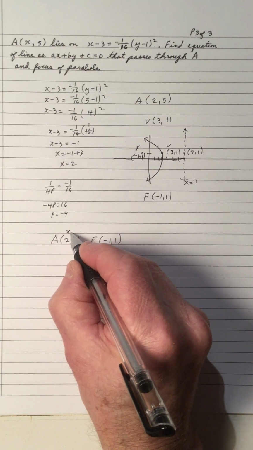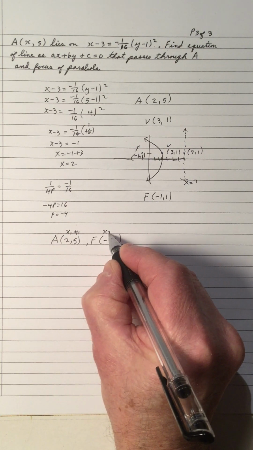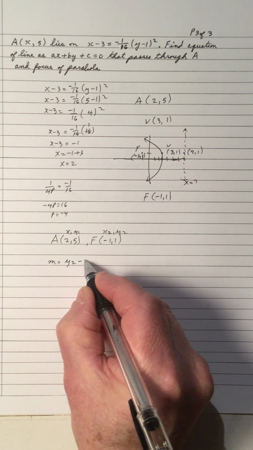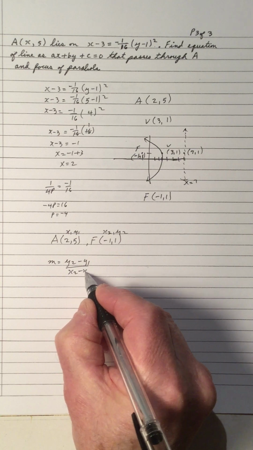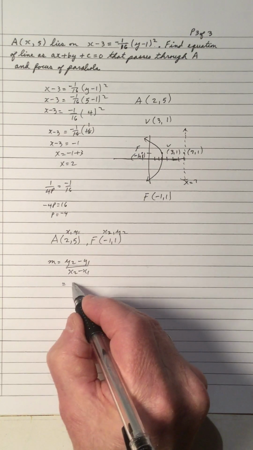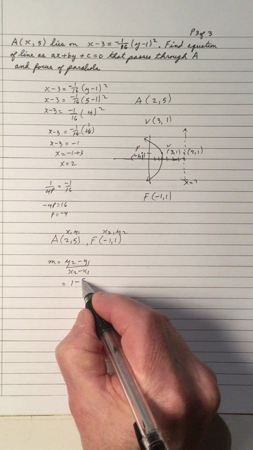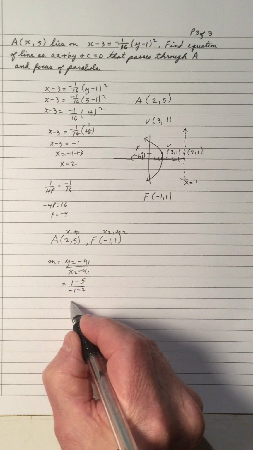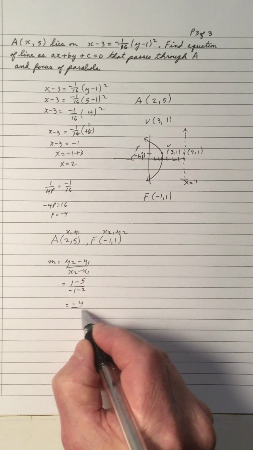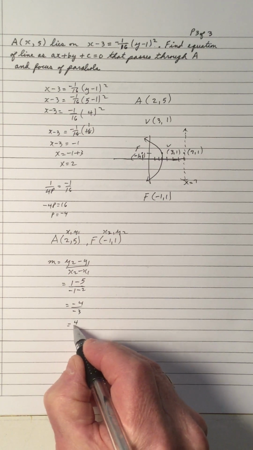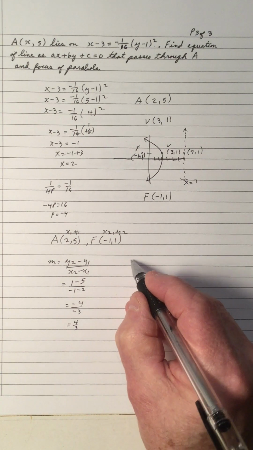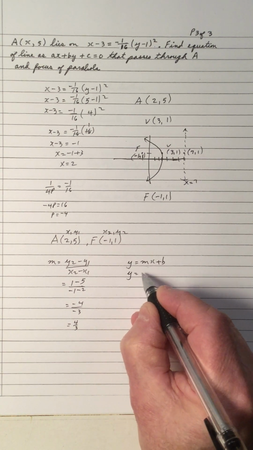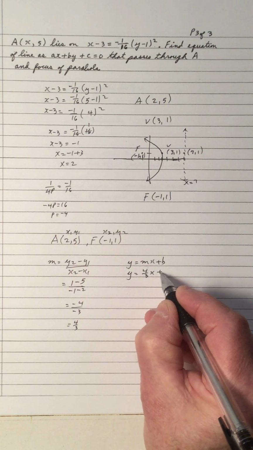So this is x1, y1. This is x2, y2. So the slope of the equation, y2 minus y1 over x2 minus x1. So y2 is 1, y1 is 5, x2 is negative 1, minus x1 is 2. So that gives me negative 4 over negative 3. So the slope is 4 over 3. So the equation of the line is y equals mx plus b. So y equals 4 over 3x plus b.